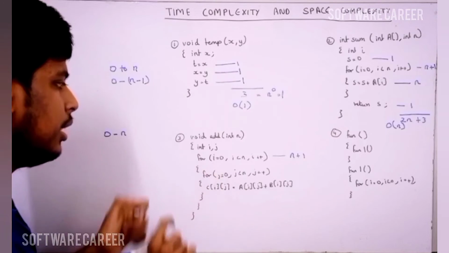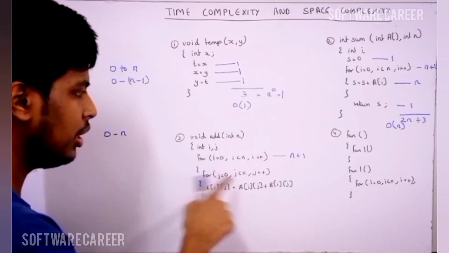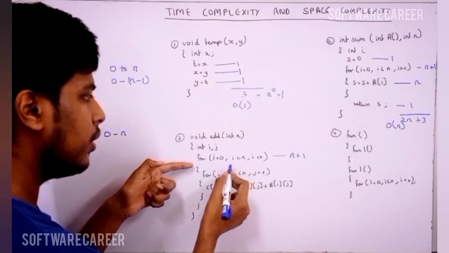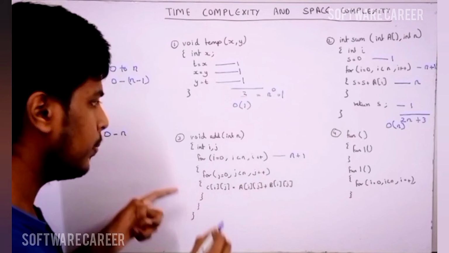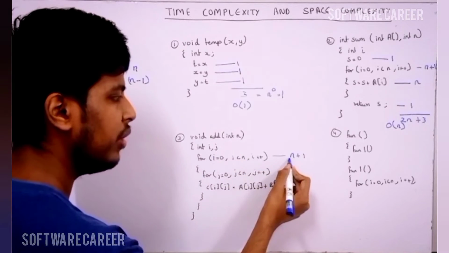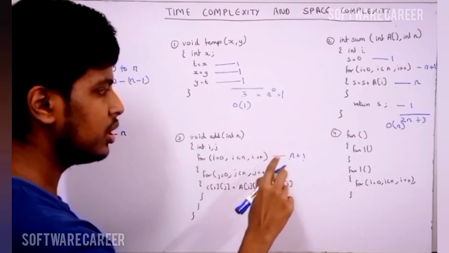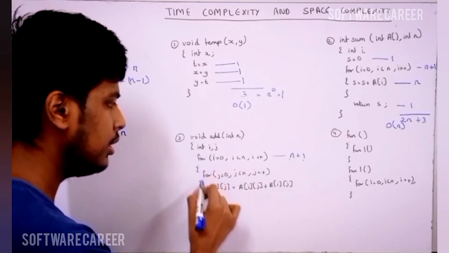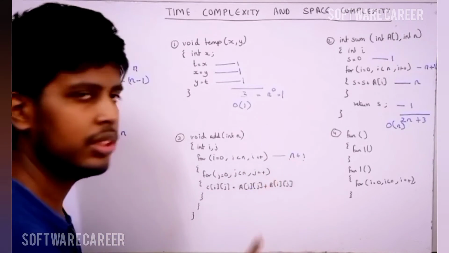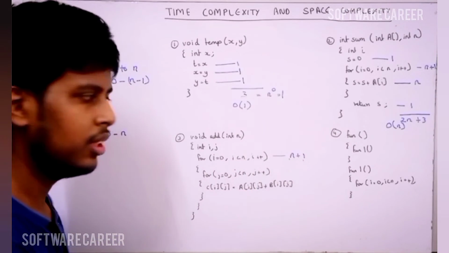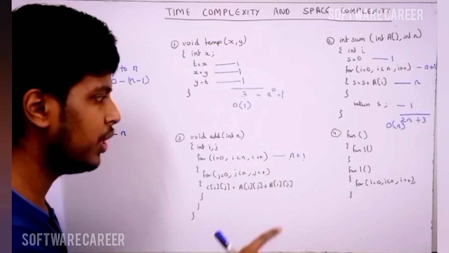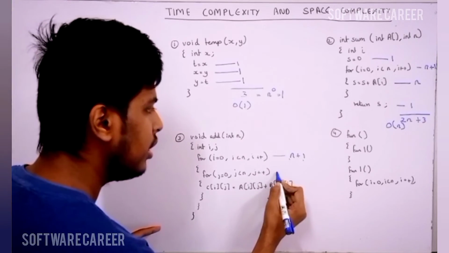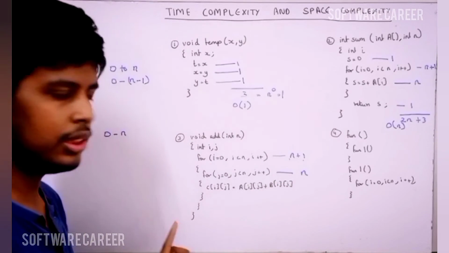Now inside this is another loop, the j loop: for j equals 0, j less than n. The inside statement works till n times. The i loop runs n plus 1 times, and at the n plus 1th iteration it fails. So the code inside will be executed n times. So I am writing n times here, this is n.